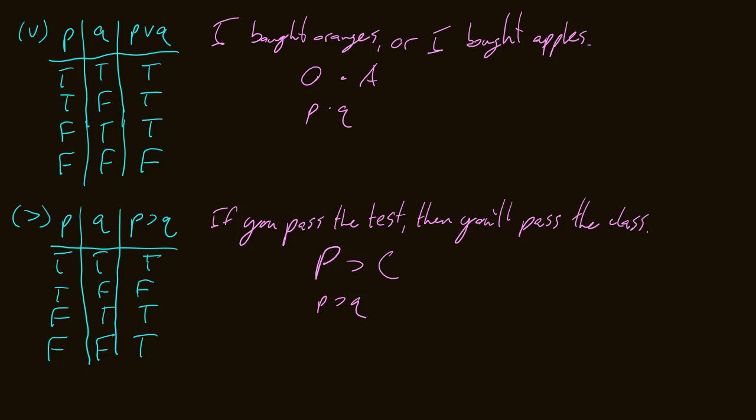And likewise, if you fail the test and then you fail the class, you still wouldn't call me a liar, right? I'm only claiming that if you pass the test, then you'll pass the class. That is the only thing I'm claiming, right? But you failed the test, right? So how could you call me a liar for something where you didn't even meet that requirement, right? So if P is false and Q is false, then P then Q is also true. We call this vacuously true, right?